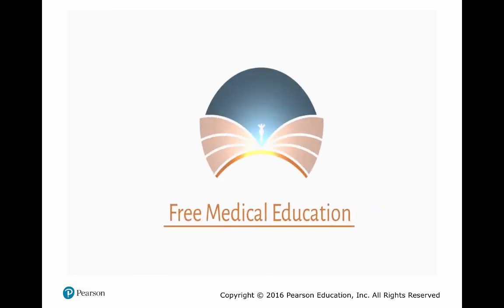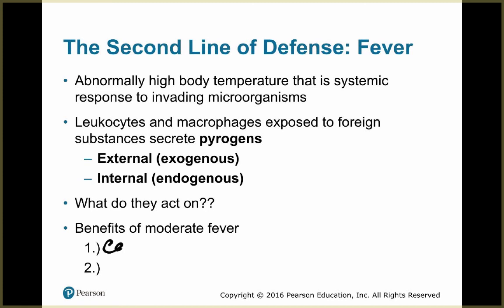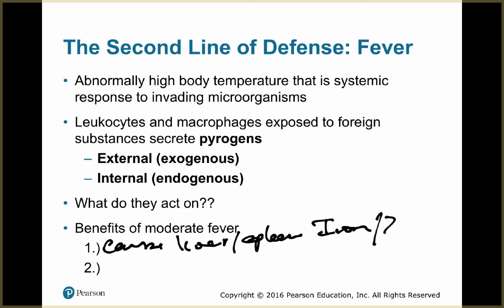And so, with that being said, the last benefit of moderate fever is also the idea that it causes the liver and the spleen to sequester iron and zinc. And basically, these are needed by microorganisms. So it reduces the likelihood of microorganisms being able to get the particular metals that they need to replicate and to function correctly.